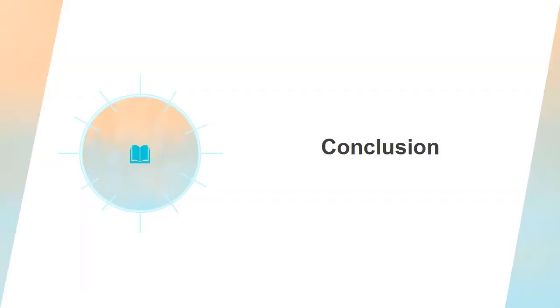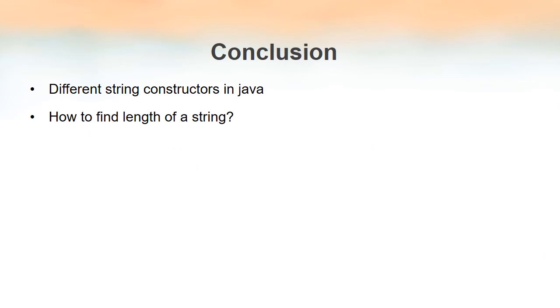We shall conclude now. In this video lecture, we have seen different ways of creating strings. There are 6 different constructors that we can use to create string objects. And also we came across the method that we use to count the number of characters inside a string, and that method is length, and the method is inside the class String.